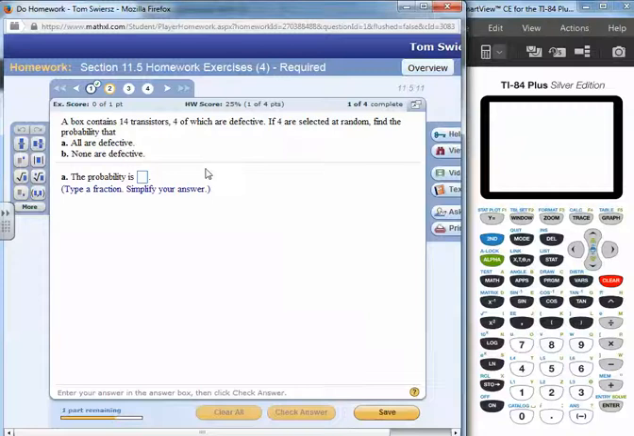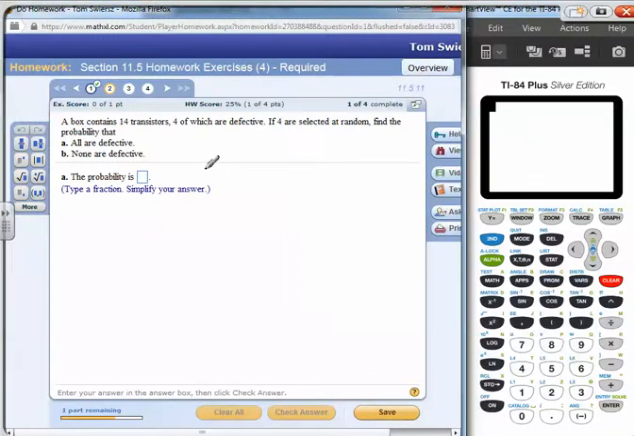All right, let's go ahead and look at homework exercise number 2. A box contains 14 transistors, 4 of which are defective for my problem. If 4 are selected at random, find the probability that all are defective. Okay, so all are defective is, again, order does not matter here, so we're working with combinations, right? Because all we want to do is make sure we're picking all, in this case, defective ones. 4 are defective, and we are selecting 4, so it's 4C4.